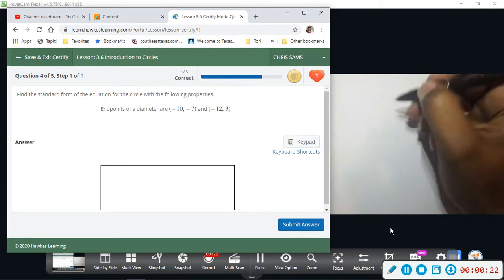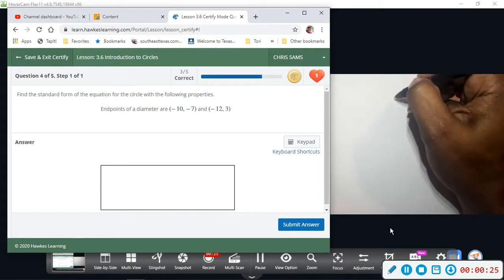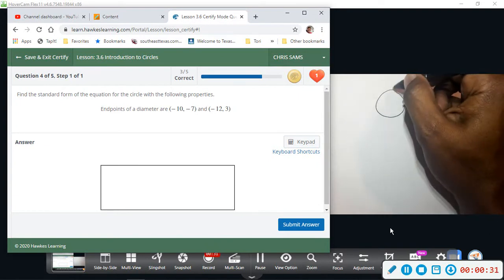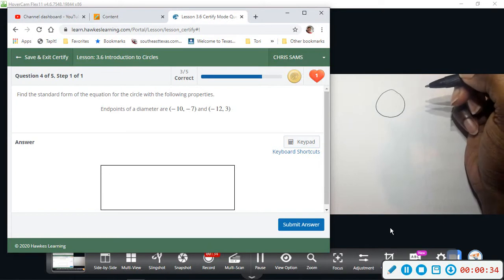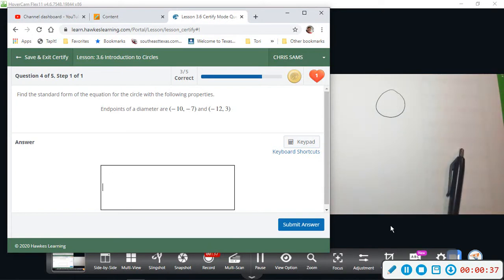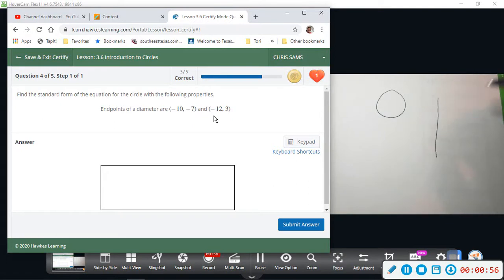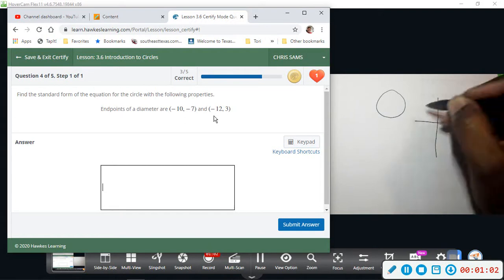When we're given a diameter, if it was straight across a circle, we could just count to the middle, or if it was straight up and down. But if you look, the two x values are different. One is negative 10 and one is negative 12. That should be the case. And the y values, I can't really tell if this is on a straight line or not. So let's draw it out and see. We might be able to just count it. That will be the easiest thing to do. But I don't think it's straight across.